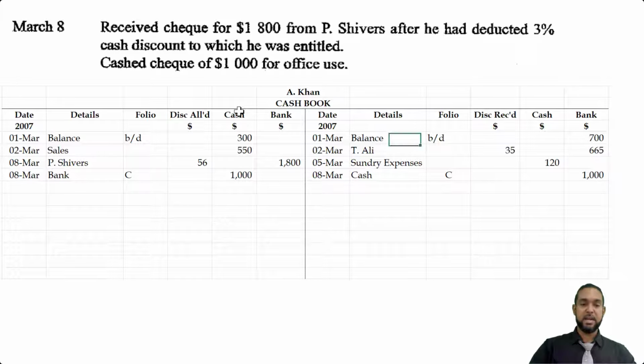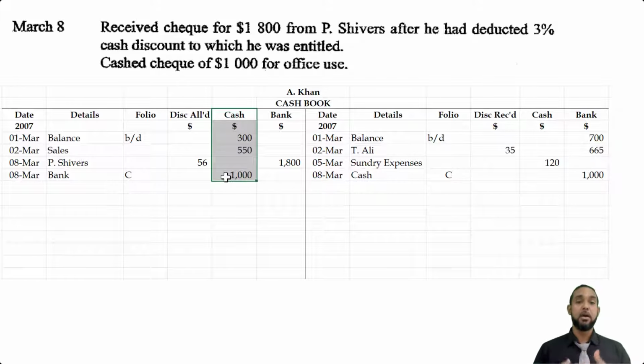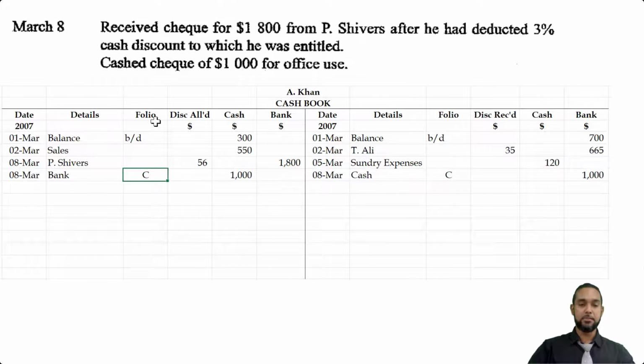So on the debit side, under cash, we're going to put the debit because cash is increasing. We cashed a check for $1,000 for office use. It means we're holding it in the office to use for office purposes, but we haven't yet spent it. So this is an increase in cash of 1,000. The money came from bank, and we're seeing a C in the folio column, which means that it is a contra entry. You'll find a corresponding entry on the credit side of the cash book. Okay, cool.